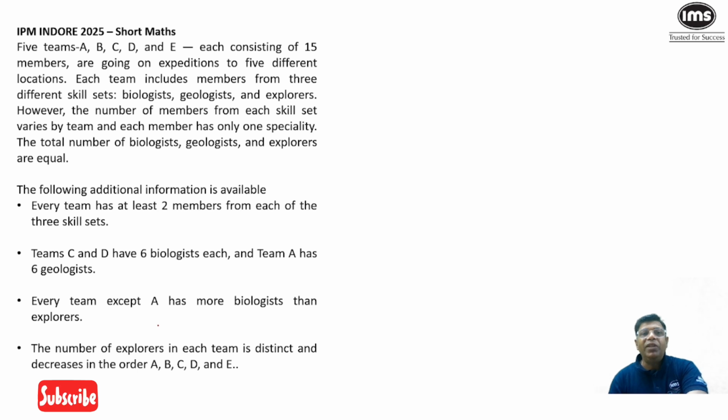Five teams A, B, C, D, and E, each consisting of 15 members. So every team has 15 members, and they are going on expedition to five different locations. Each team includes members from three different skills. So each team has certain members, some biologists, geologists, and explorers. However, the number of members from each skill set varies by team. So in every team, these numbers are not fixed. Like you can't have five biologists in all the teams. This number is going to vary.